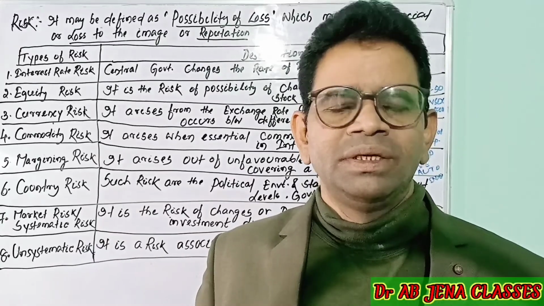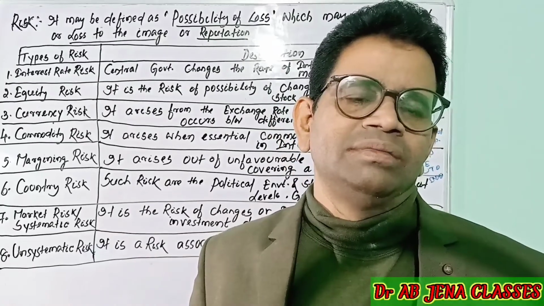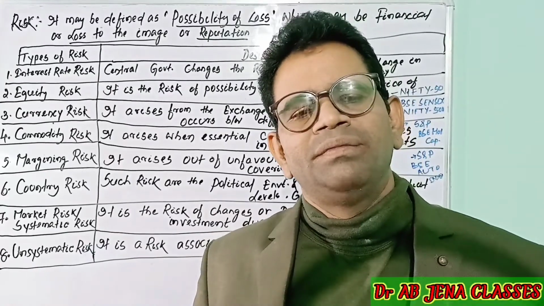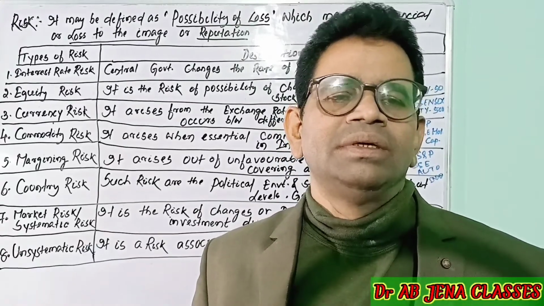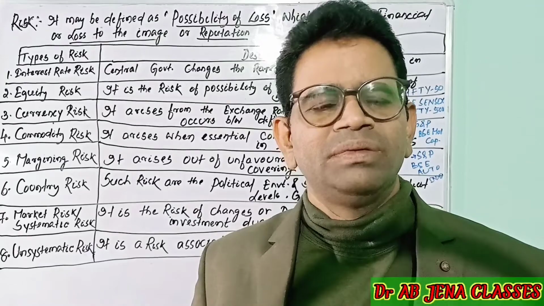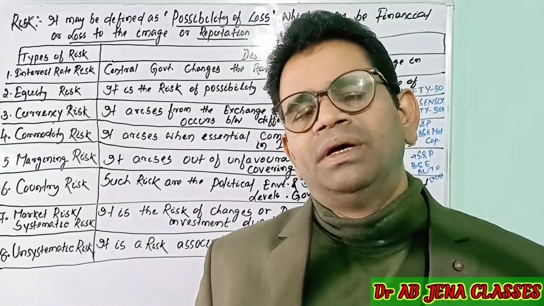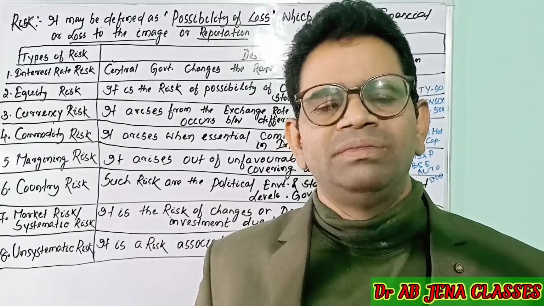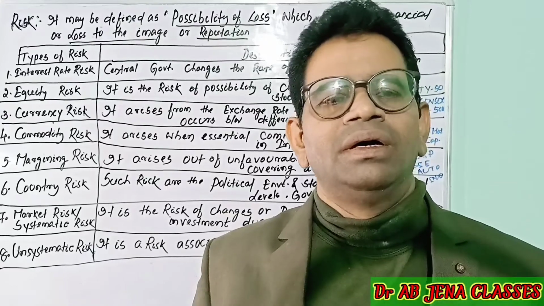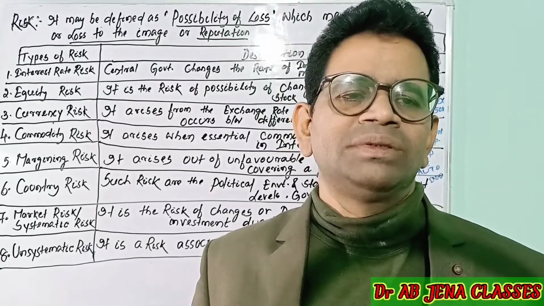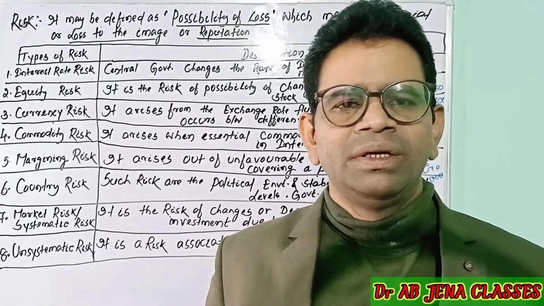Today's discussion will be on business risks, what the different types of business risks are, and what the difference is between systematic risks and unsystematic risks. This discussion will be very useful particularly to graduate and postgraduate students of the commerce and management disciplines.